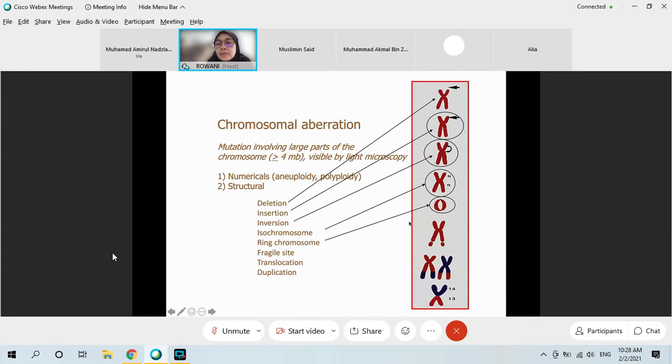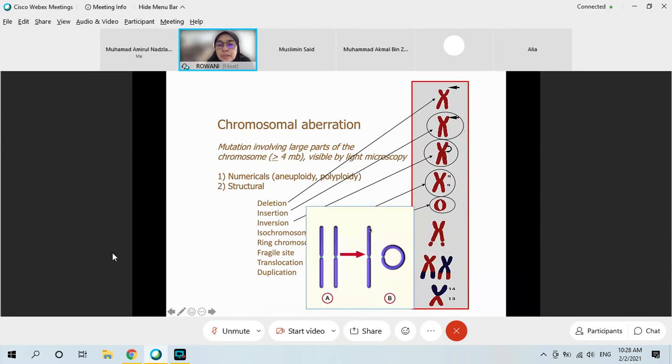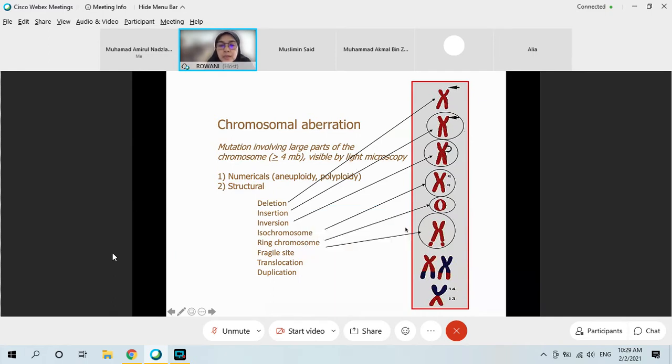And then you have ring chromosomes, when the terminal ends of the chromosomes attach to each other to form a ring. Okay, so this is ring chromosomes. And you also have fragile sites. When you look under the microscope, you see that the terminal part of the chromosome appears to be sort of detached and only attached by a string-like structure. So you call this fragile sites.